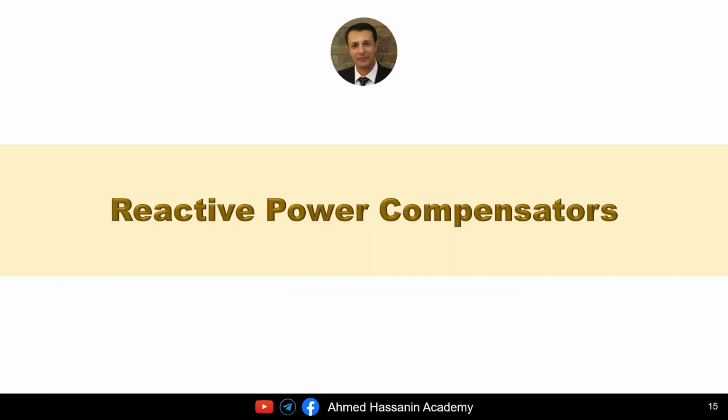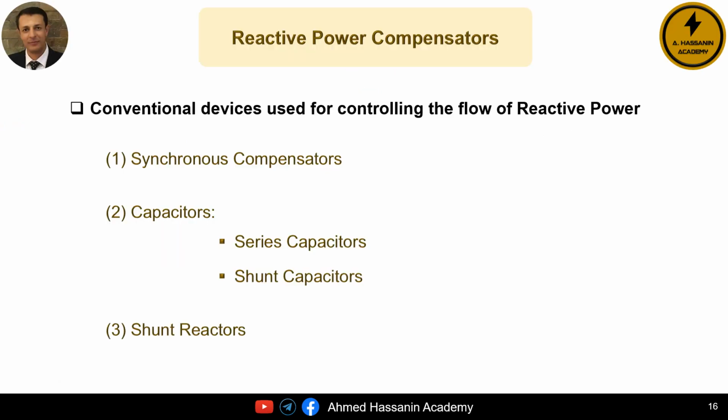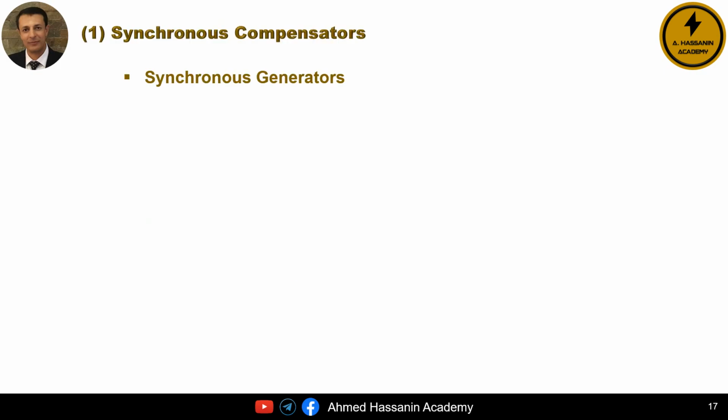We will begin together with the traditional devices or equipment used as reactive power compensators. These traditional devices and equipment serve as sources of reactive power or enable us to control the flow or transmission of reactive power through the electrical network. The most important traditional equipment used as reactive power compensators are synchronous compensators or synchronous generators, series capacitors, shunt capacitors, shunt reactors.